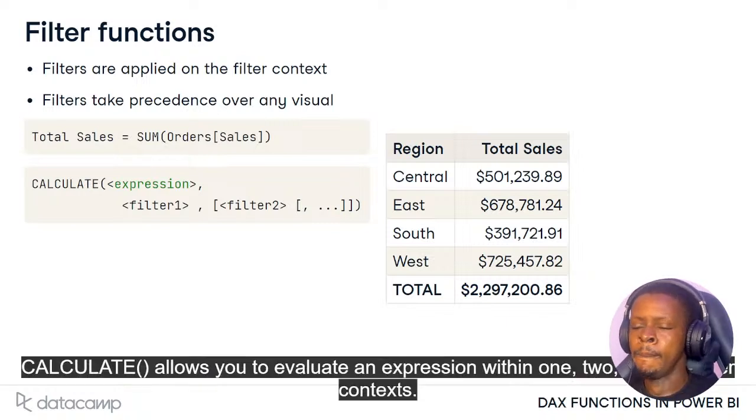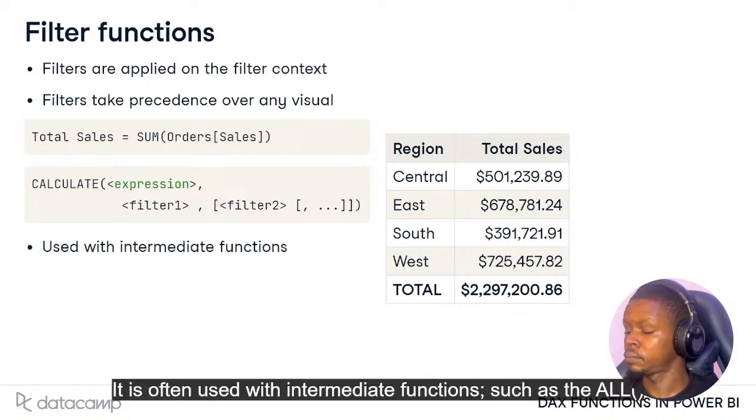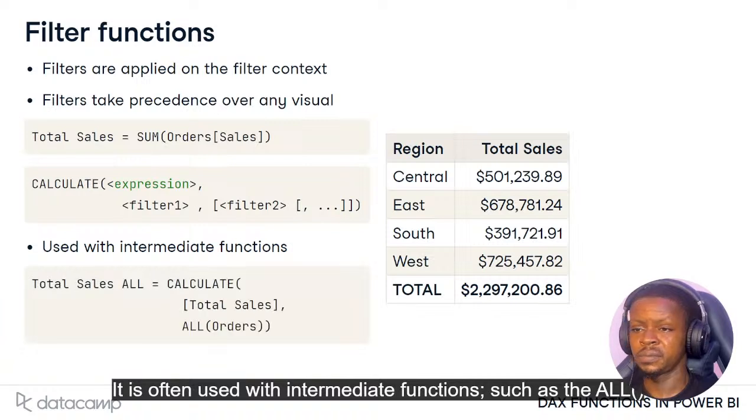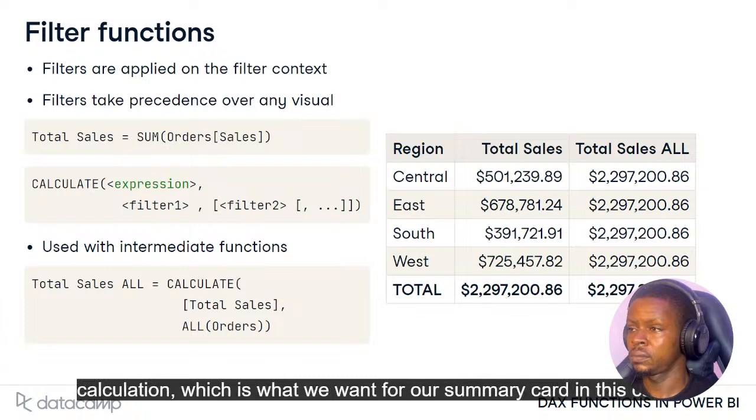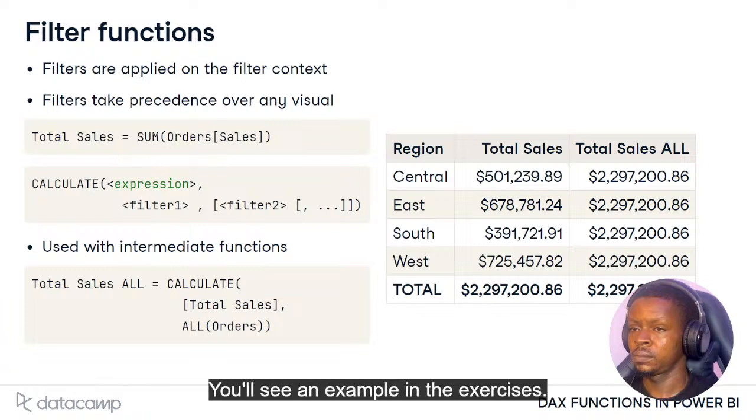Calculate allows you to evaluate an expression within 1, 2 or more filter contexts. It is often used with intermediate functions, such as the all function, which ignores any filters that might have been applied. As a result, a region or any other slicer won't affect our calculation, which is what we want for our summary card in this case. You'll see an example in the exercises.